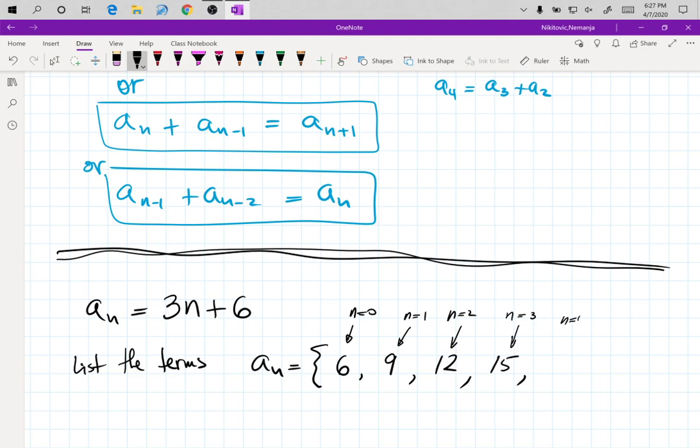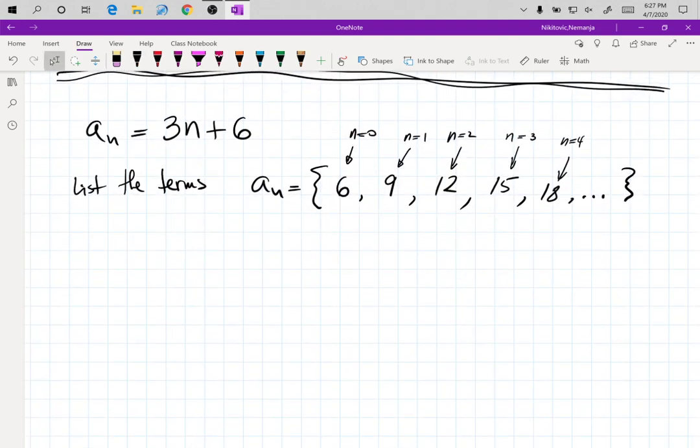Let's do one more. n equals 4. That's the fifth term. That's 12 plus 6, 18. And then I'm going to put 3 dots to signify that this never ends. It's infinite.